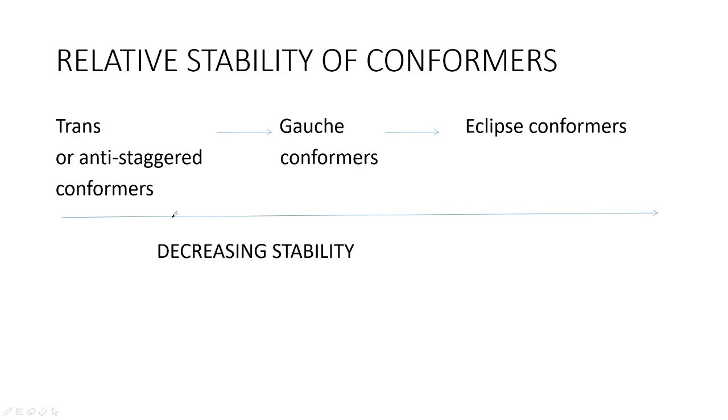This relative stability is very important. If we have a mixture of all these three conformers in an organic compound, we can decode something. More trans or anti-staggered conformers will be present than gauche. Let me just say there will be like 60% trans present, 30% gauche present, and 10% eclipsed present. That's because of the stability of all of these, because trans is more stable than all of them, than anti-staggered and gauche.